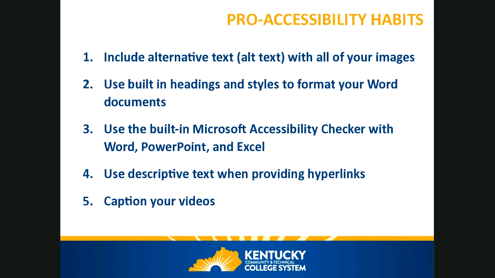And again, number 1 is alt text. Number 2 is built-in headings and styles with your Word documents. Number 3 is the built-in accessibility checkers in your Microsoft products. Number 4 is descriptive text. And number 5 is captioning videos.